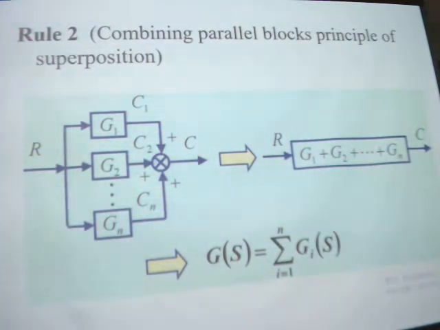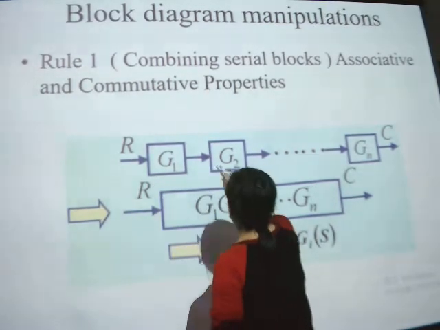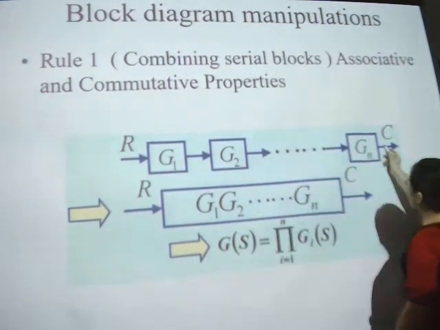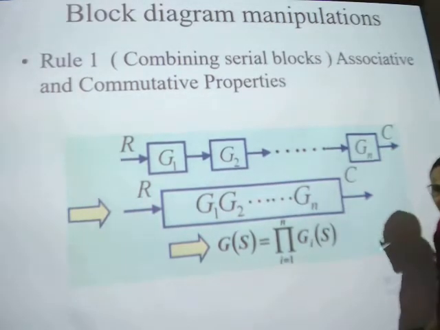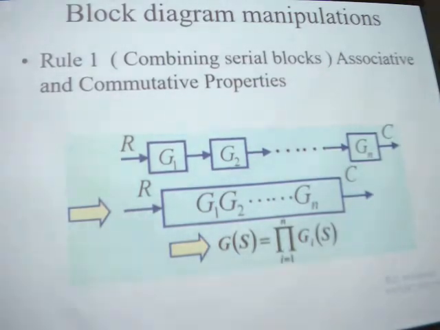Any questions? No. Again, how do we get this result? Series. We can see here this is C1, C2, and this Cn is C. So we can also do it like this.